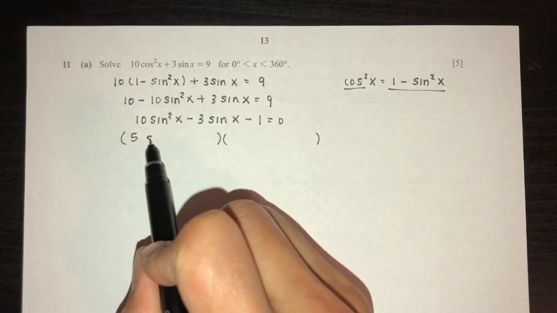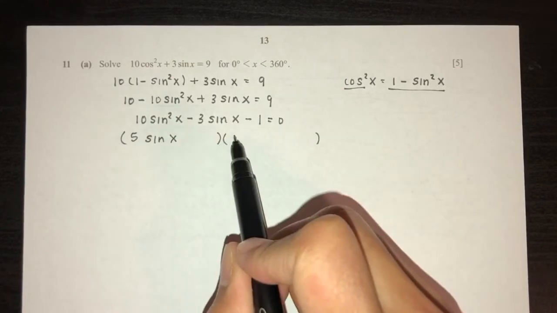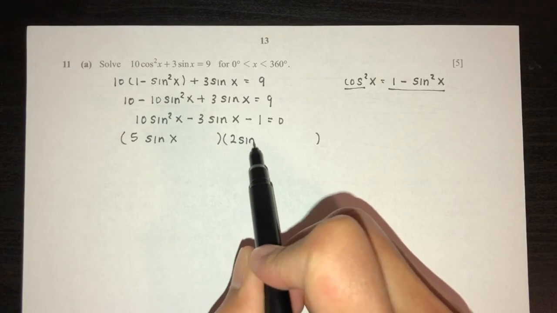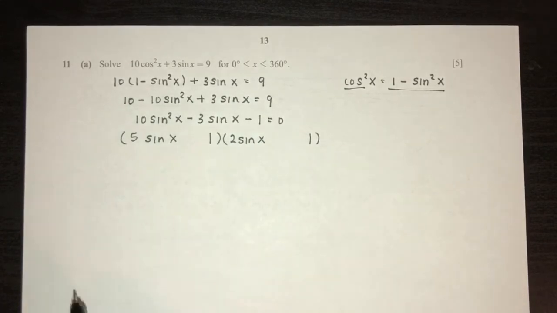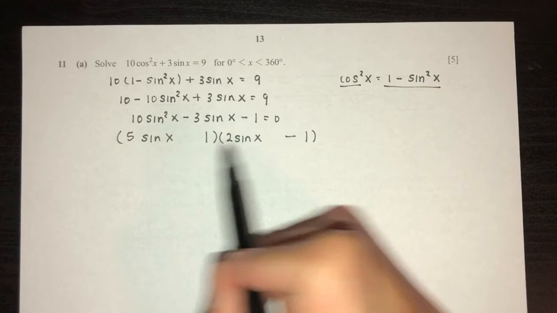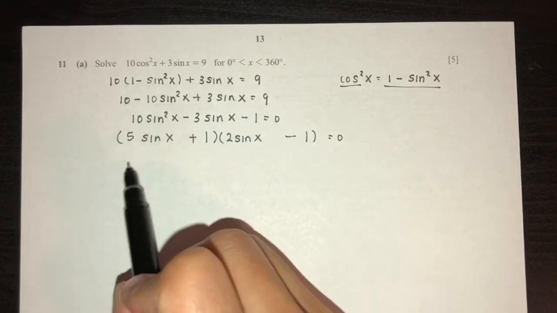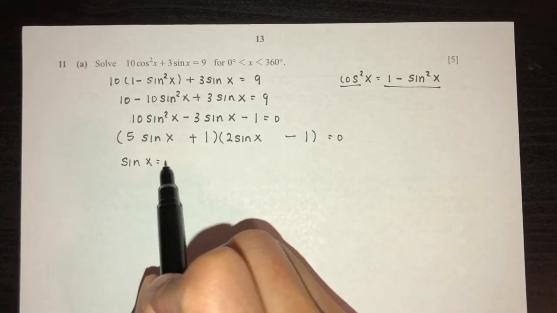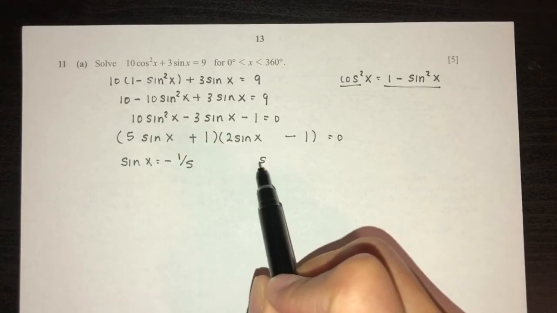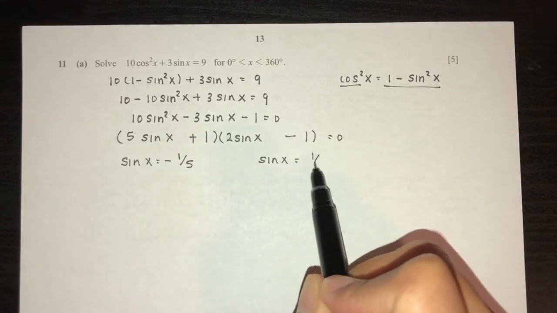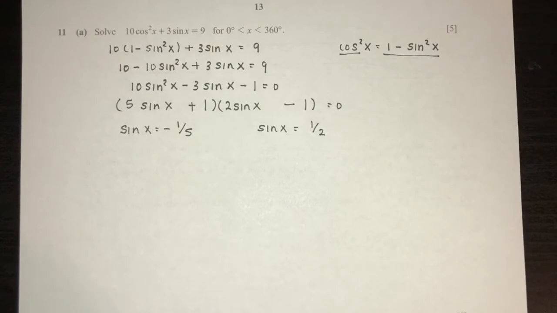So 5 sine x, and this is 2 sine x. 1 is 1 times 1. To get minus 3, we have to have minus 5 plus 2. So sine x will be minus 1 over 5, or sine x will be 1 over 2. So let's find the values.